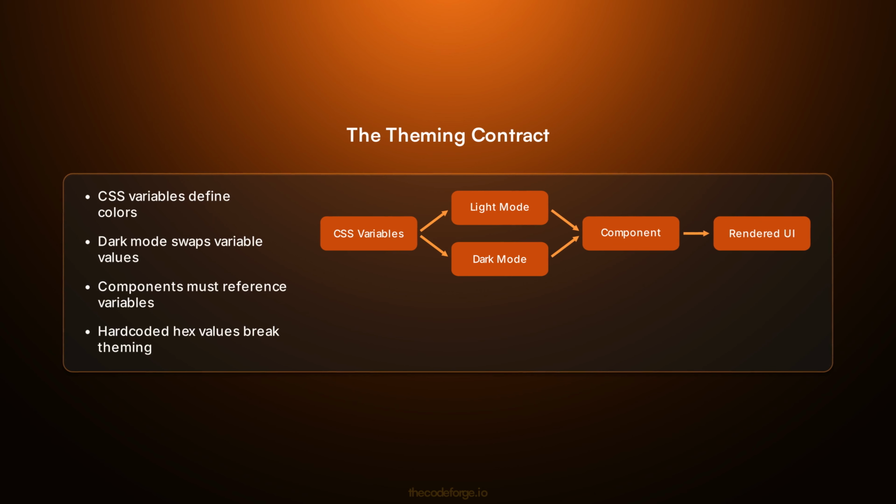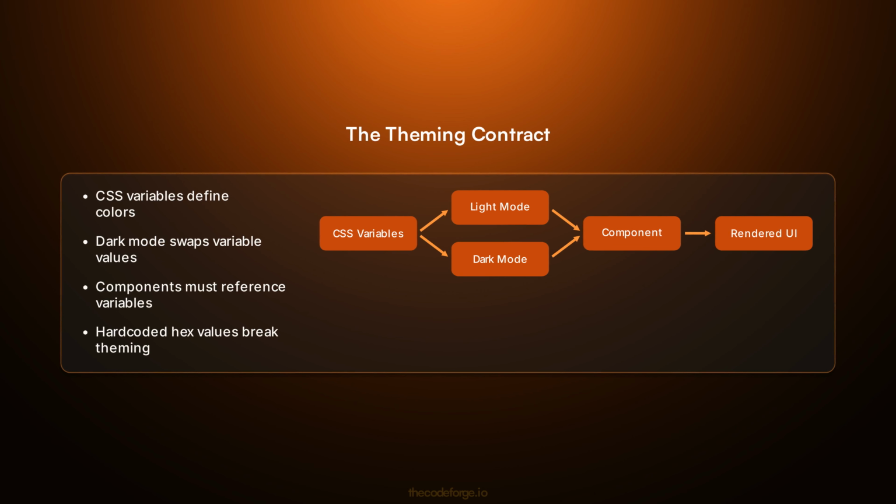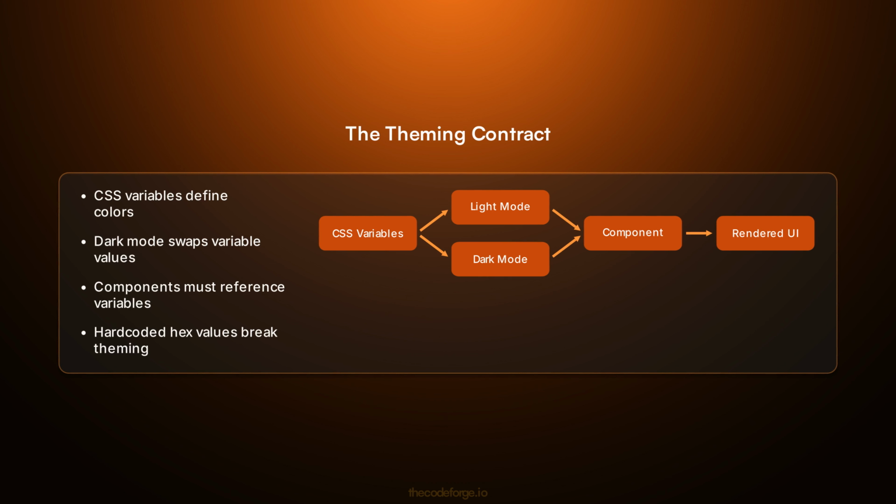The theming contract is simple. CSS variables define colors, and dark mode swaps those variable values. Components must reference these variables. If a component uses hard-coded hex values, it silently breaks the entire theming system.